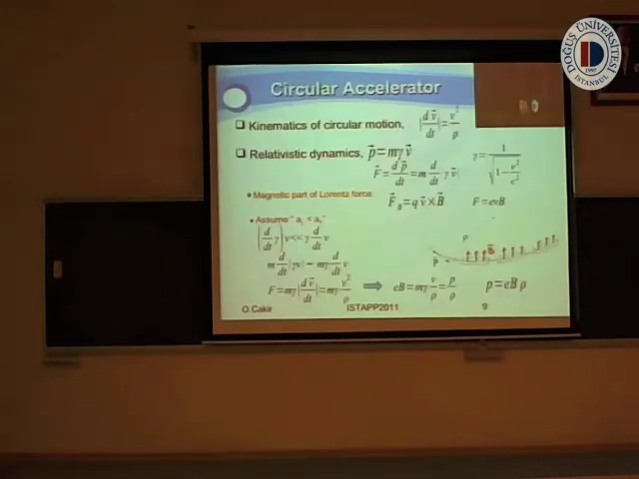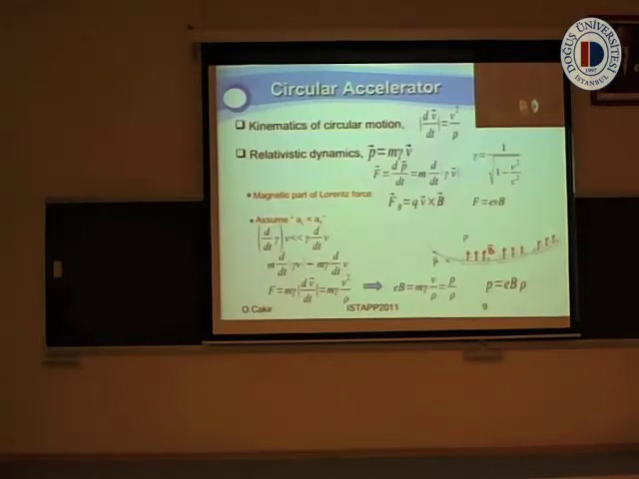Okay. And the magnetic field is given here to keep the orbit circular. We may assume, for example, longitudinal part much smaller than the transverse component, and then we can finally obtain the momentum is given by the B field and rho, the radius of the circular orbit here.